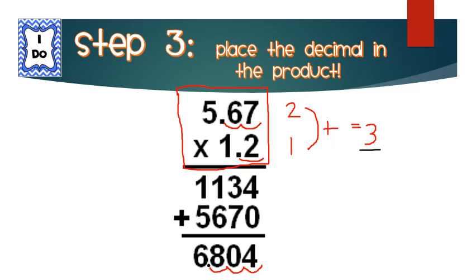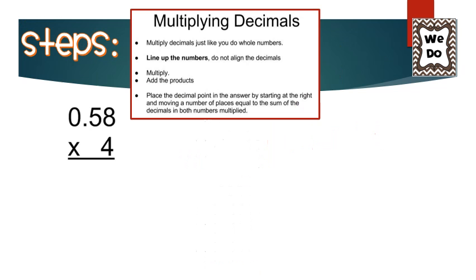Okay, so now we have to check for reasonableness. 5.67 times 1.2. Is it reasonable to say that my answer could be 6.804? I think it is. If we had that decimal place in any other spot, if it was 68.04, that does not make sense. If it was 680.4, that does not make sense. So always check your answer for reasonableness.